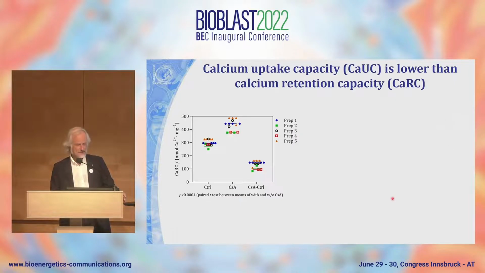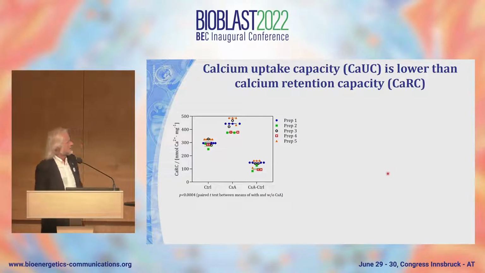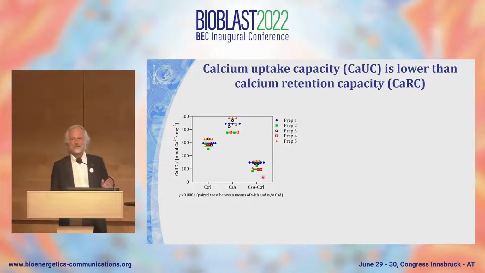And the data are this. If we just give the classical calcium retention capacities, this is the controls, 300 nanomole calcium per milligram mitochondrial protein. This is in the presence of cyclosporin A, and that's the difference. So that will be the classical calcium retention capacity message.